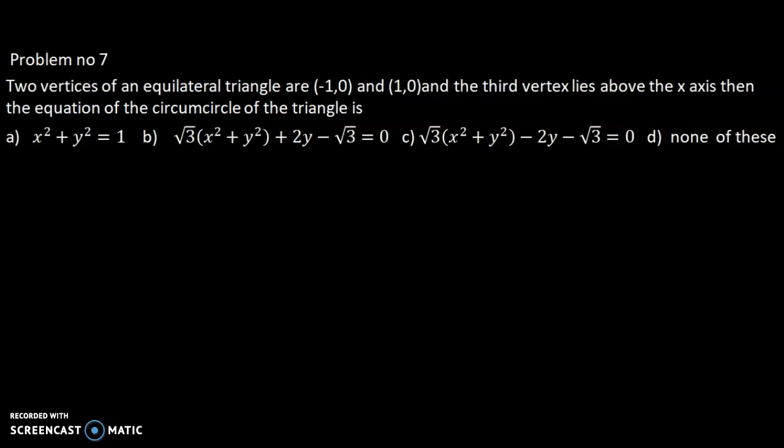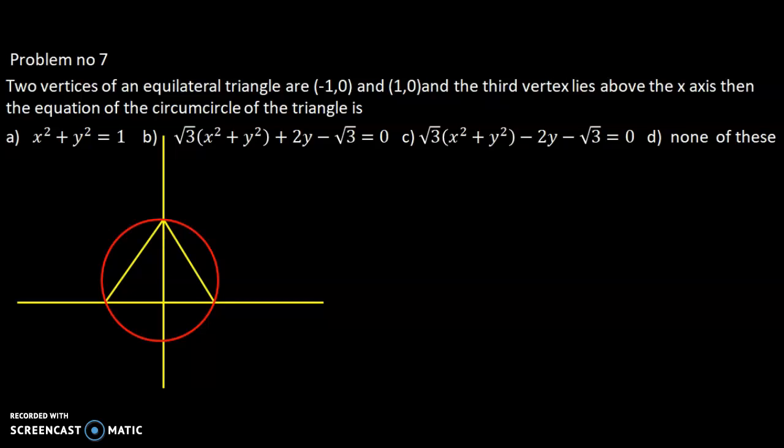Problem number 7. Two vertices of an equilateral triangle are (-1, 0) and (1, 0), and the third vertex lies above the x-axis. Then the equation of the circumcircle of the triangle is. The figure in the question looks like this one.